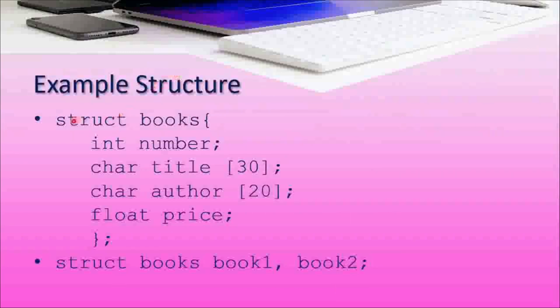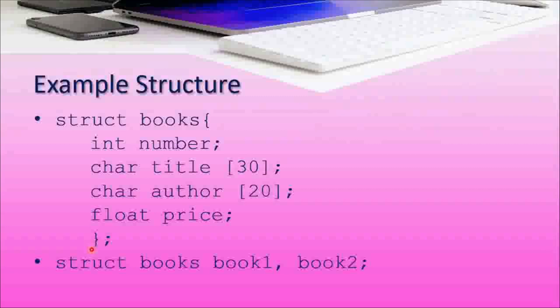So an example structure, in this particular case: how the structure definition is made and the variables of that structure are created. It is like this: struct books. The only difference between the previous definition and this one is that in between the struct keyword and the braces we are giving a tag name. Then all the members within the structure are written with the ending semicolon, no changes. Then we end the structure with a closing brace.